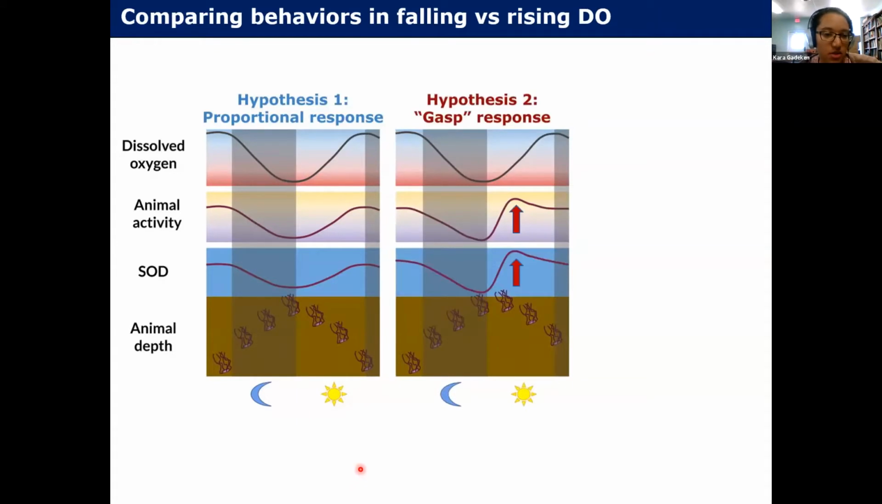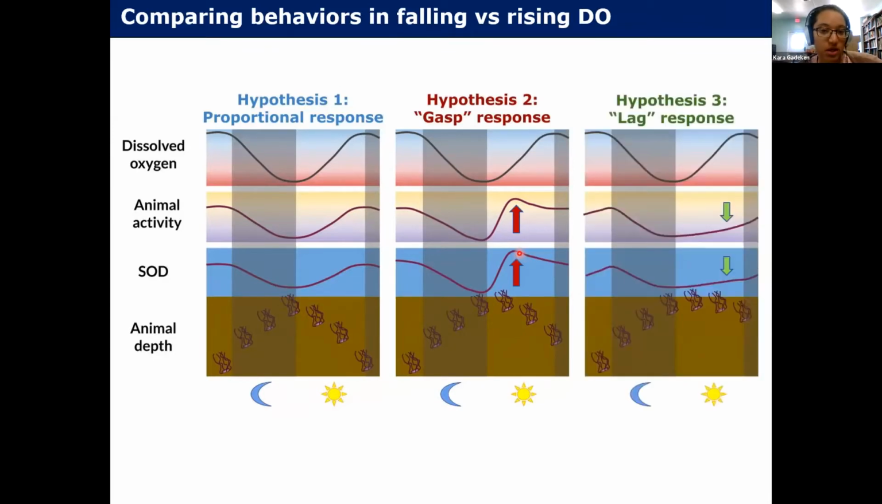Alternatively, we could see something like what I'm going to call a gas response. As the Diel cycle is varying, we see that animals are decreasing their activity at night when oxygen is going away and they're stressed out. But then as oxygen begins to increase again, they essentially overreact to the return of oxygen because they've recently been stressed, and overcompensate by dramatically increasing their activity, and then we see that also reflected in the sediment oxygen demand.